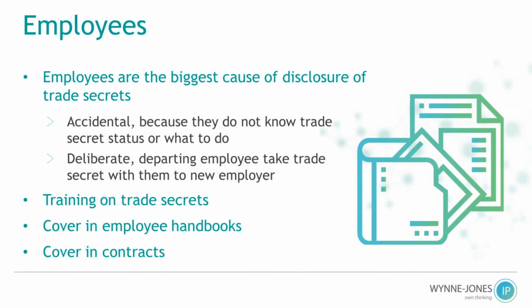Let's consider employees. As a general rule, employees are the biggest cause of disclosure of trade secrets. This may be accidental because they do not know the trade secret status or know what to do, or deliberate, as a departing employee taking trade secrets with them to a new employer. In a recent survey, 45% of respondents said they found leaving employees were the source of trade secret disclosure.